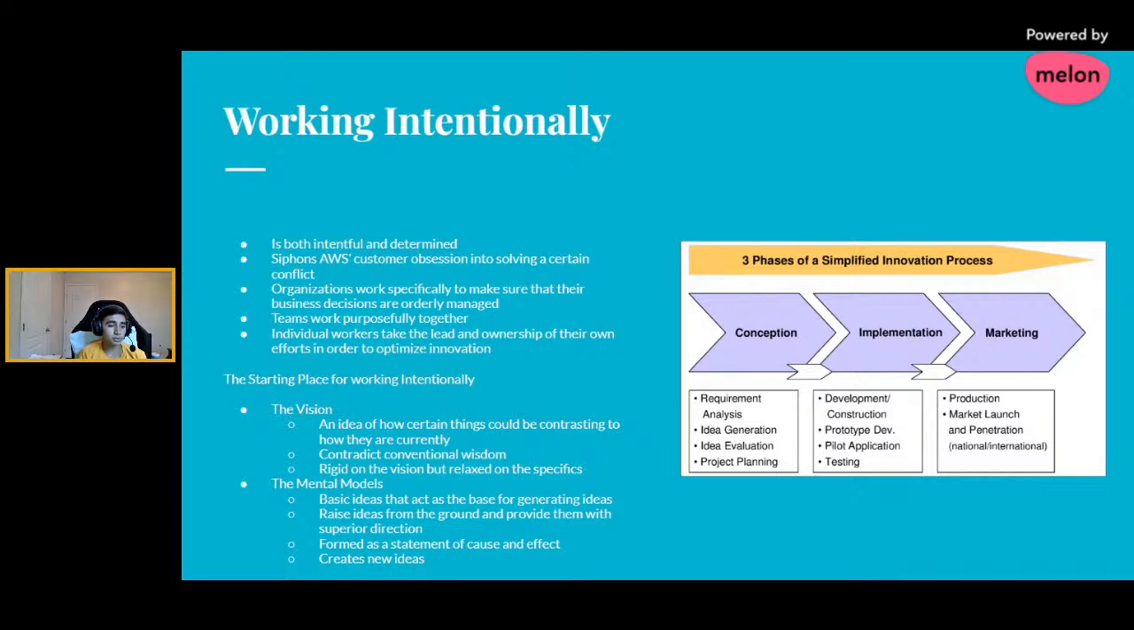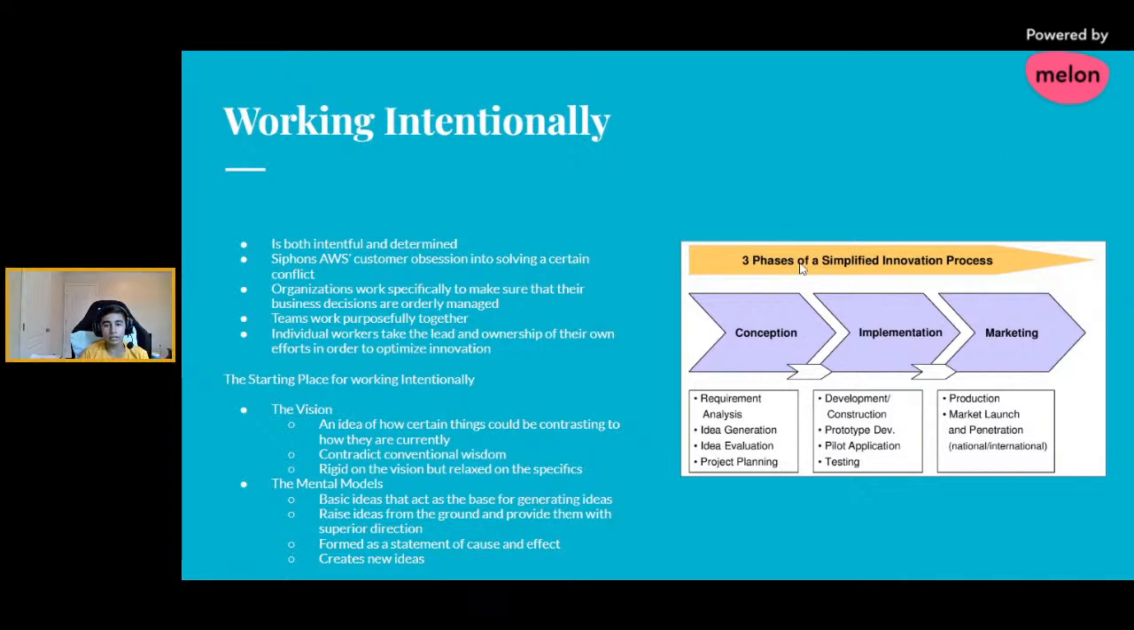This contradicts conventional wisdom, and it's rigid on the vision but relaxed on the specifics. So it's more like a general view of what could happen rather than all the specifics, because that obviously comes at a later time once you're ready to develop your product. So, like I said, you could think of the vision and the mental models, which we're going to come up with, as brainstorming. So, the mental models are basic ideas that act as the base for generating ideas, and they raise ideas from the ground and provide them with superior direction. They're formed as a statement of cause and effect, and they create new ideas.